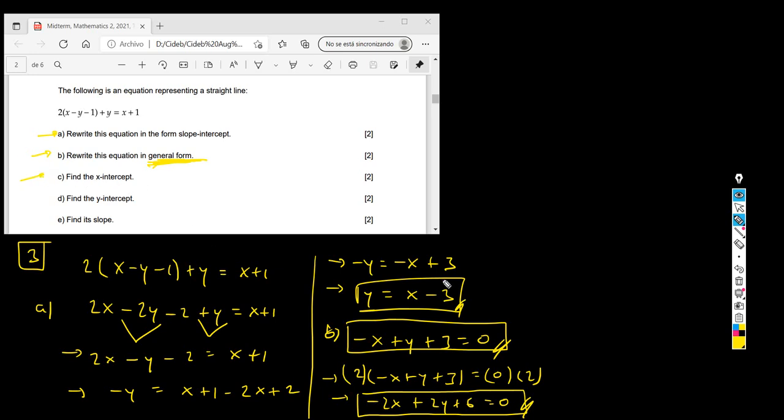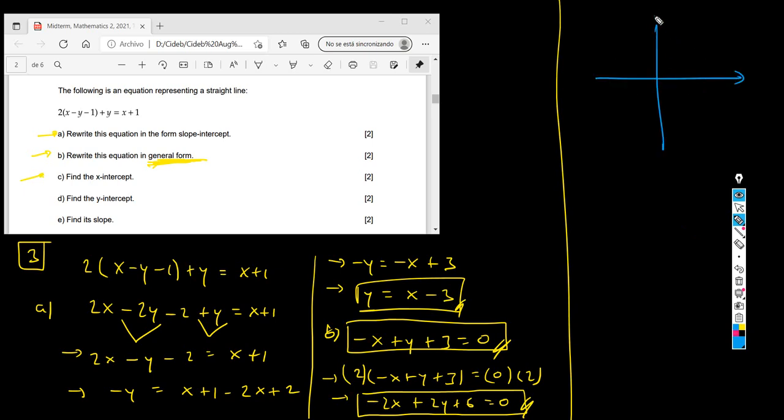Find the x-intercept. How do we find the x-intercept of a line? Well, just understand that the line has two intercepts, this one and this one. This is the x-intercept. This is the y-intercept, right? And these 2 points have a feature. Each of these points has a specific feature.